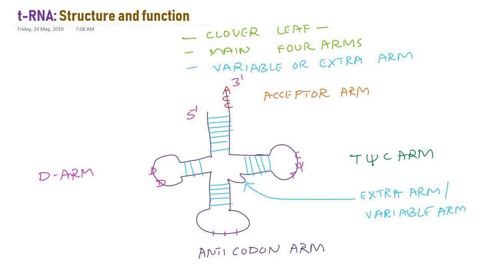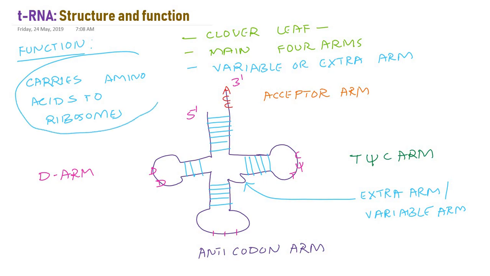What is the function? It carries amino acid to the site of protein synthesis. So this is the function: it carries amino acid to the site of protein synthesis. The site of protein synthesis is the ribosome. So now we have studied the structure of tRNA. Again, the detailed function we will study under protein synthesis or translation.